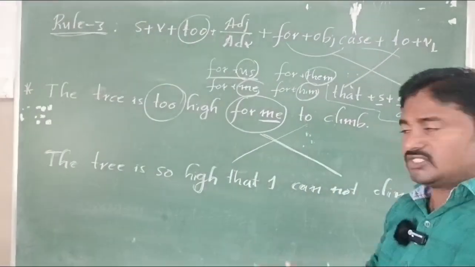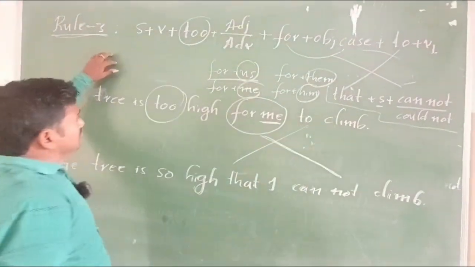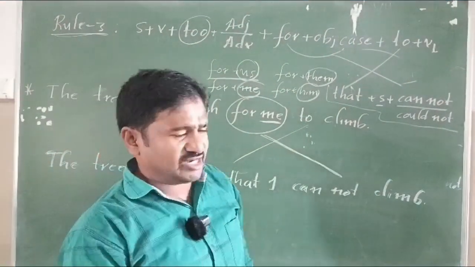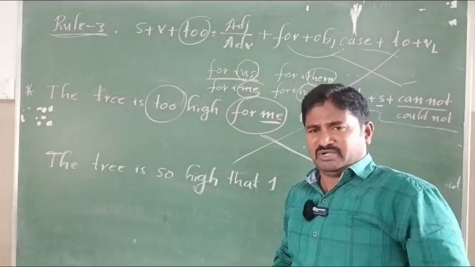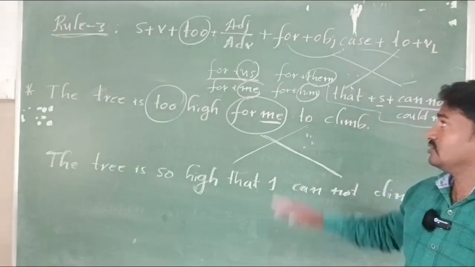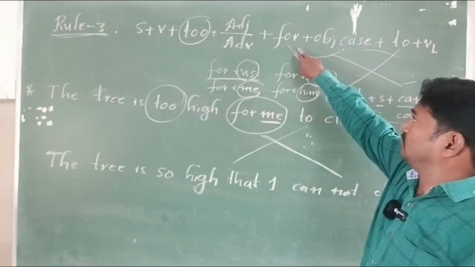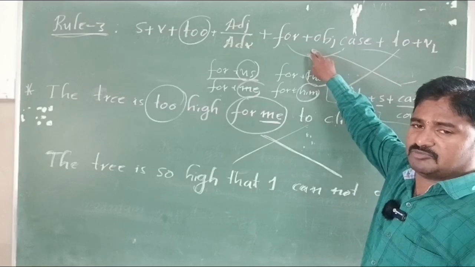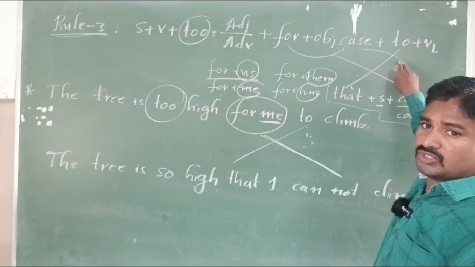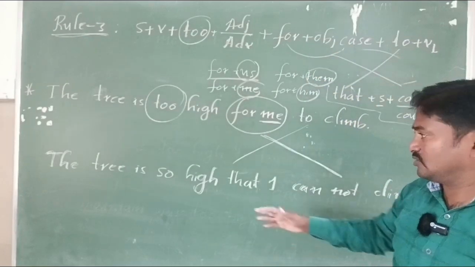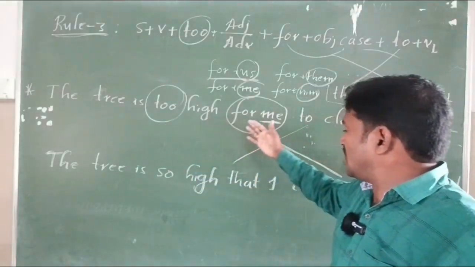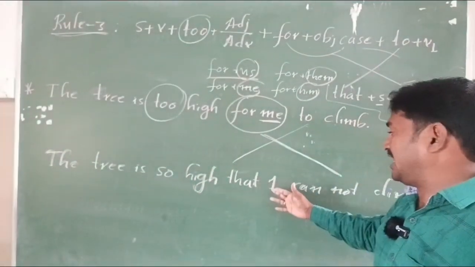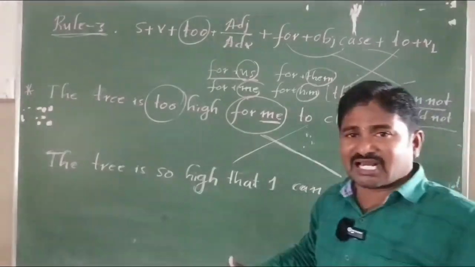Okay, so this is one more model, rule 3. For the place object case, when we convert it into a subject, we will write it after the 'so', and the 'too' will be converted into that. In that way: The tree is too high for me to climb. So: The tree is so high that I cannot climb.